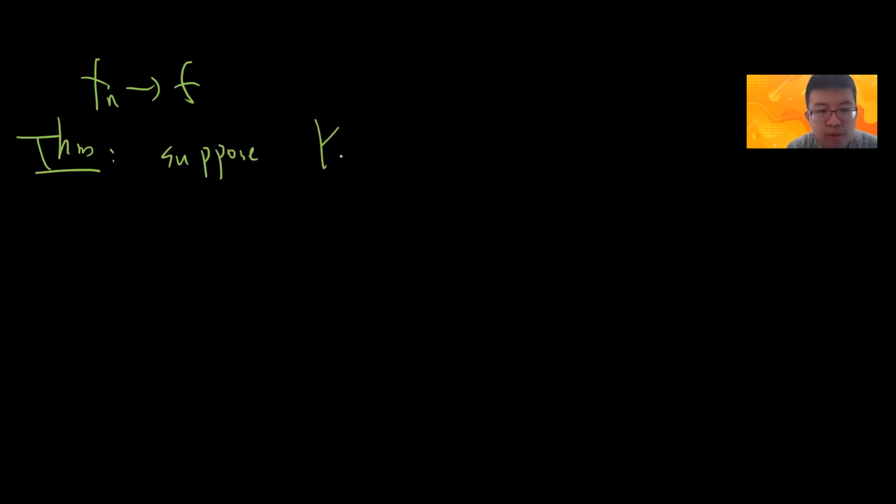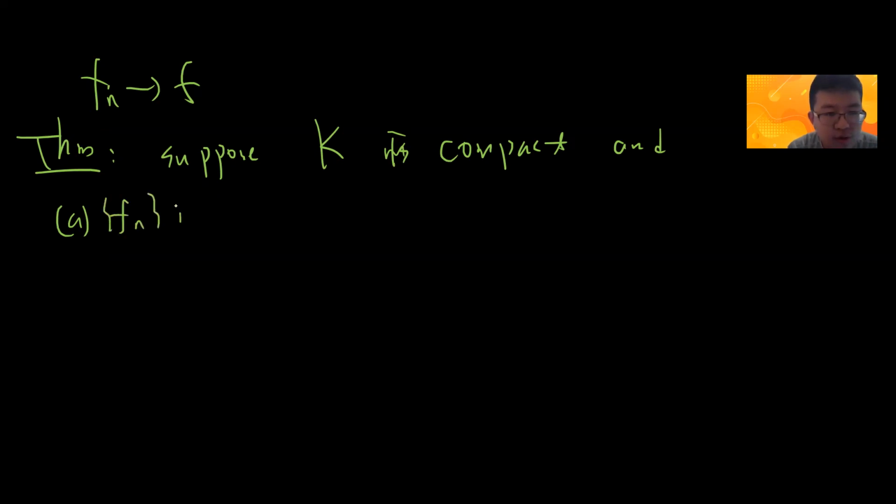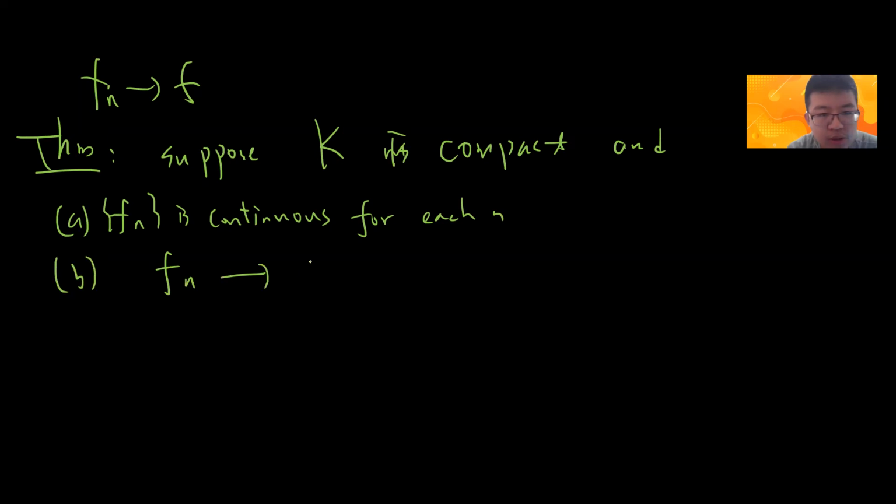So we work in some metric space. Suppose K is compact, and (A) Fn is a sequence of continuous functions, so Fn is continuous for each n. And (B) Fn converges pointwise to F, such that F is continuous.